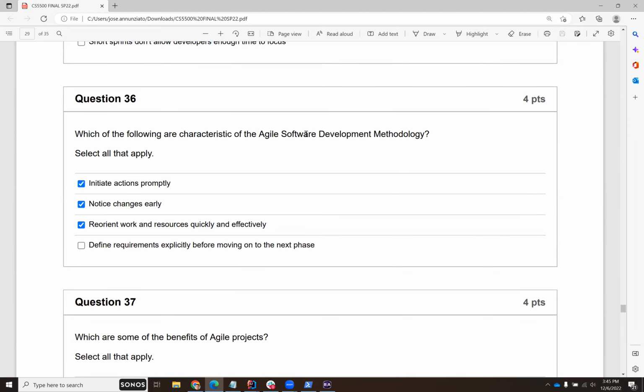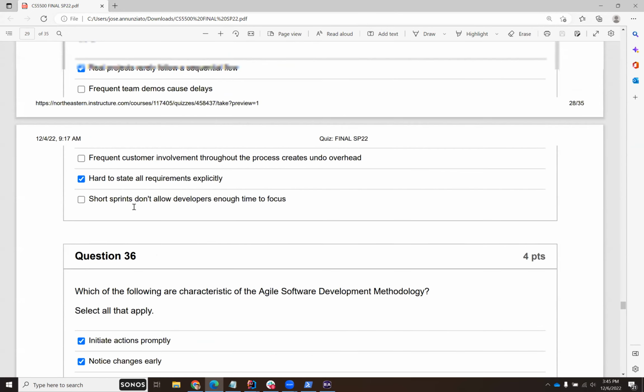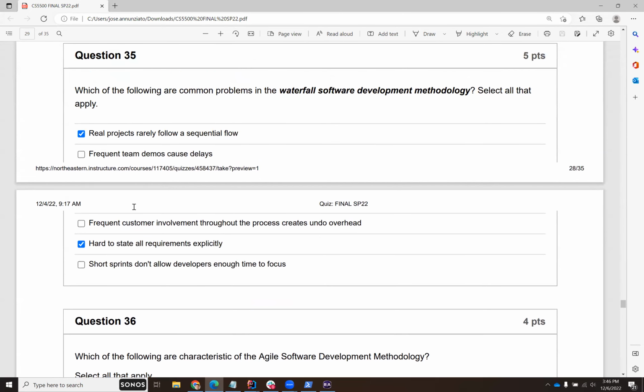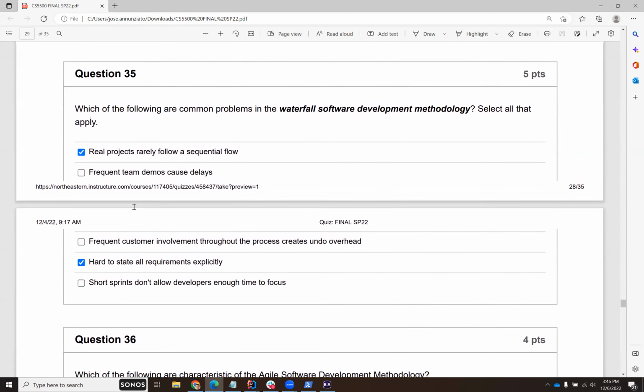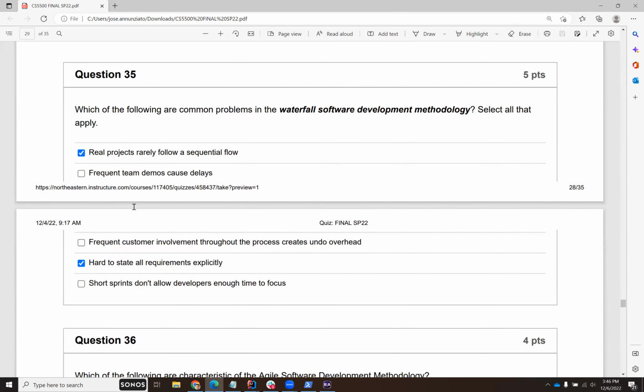Which of the following are characteristics of Agile self-engineering? Others: initiate actions promptly, notice changes early. So all these things are from slides that we've seen. The exam, you can take a look at all the slides. I would suggest that you read through all the slides and become familiar with what the content is there, so that you can quickly jump back and forth, say, yeah, I remember reading about that, know where exactly it is, and take a look at it and be sure.